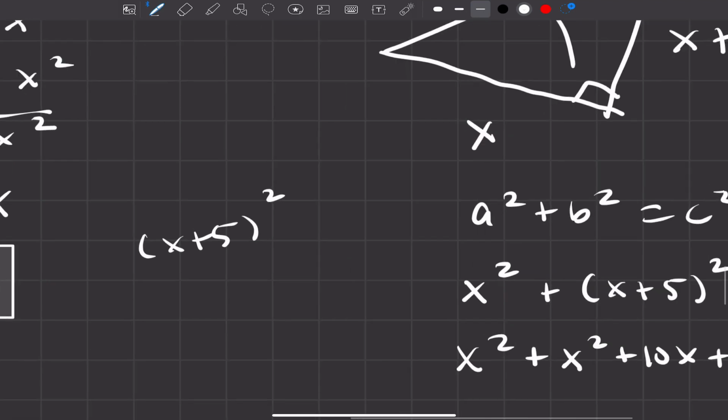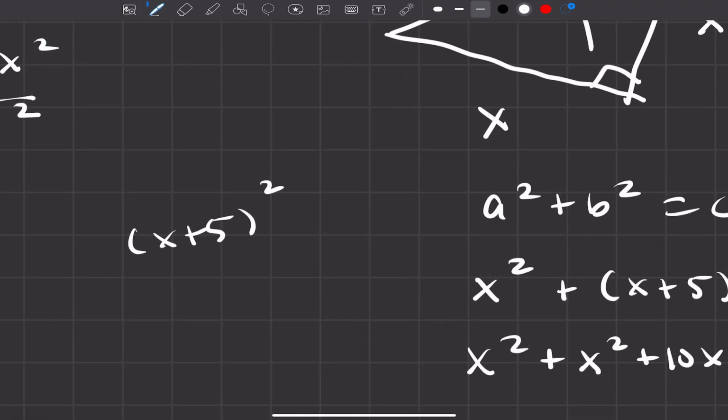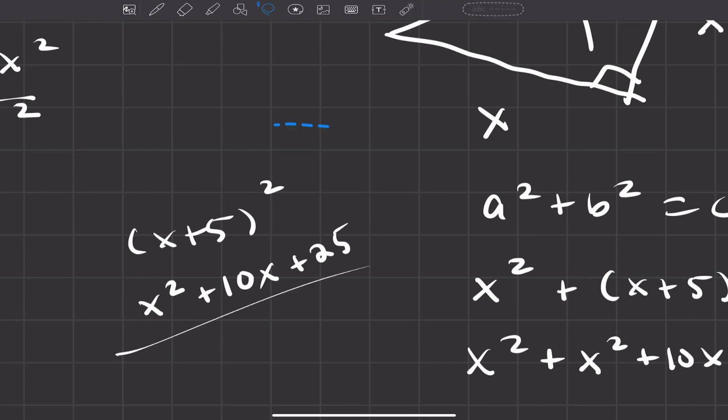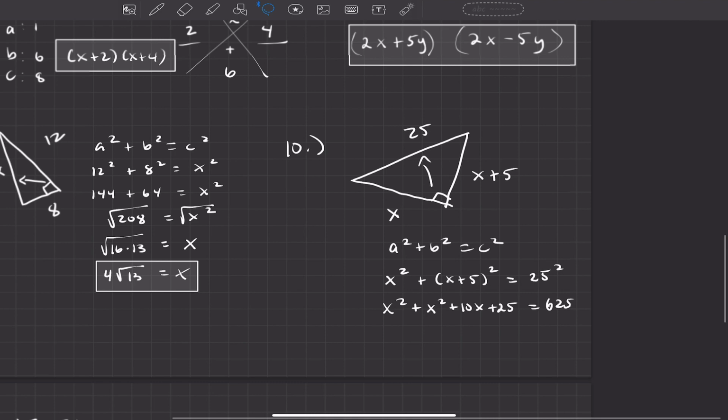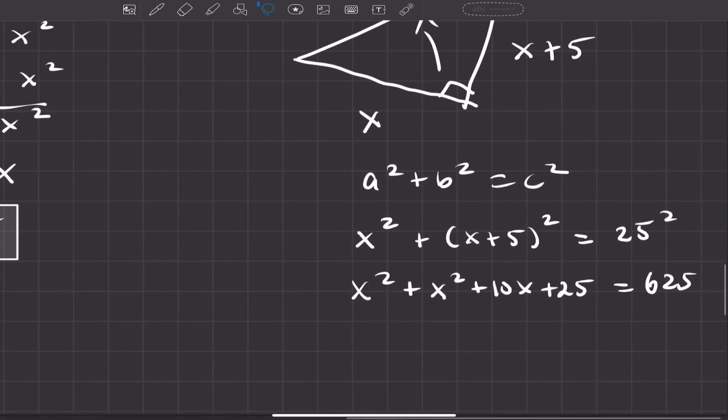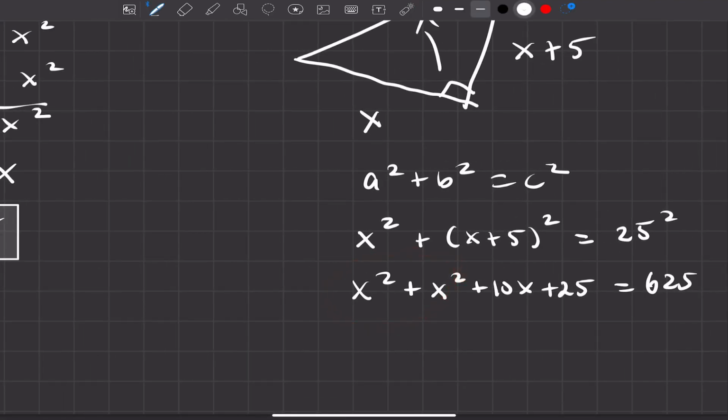Now the trick here, if you don't know what (x plus 5) squared is, without having to rewrite it, you know for sure you're going to have an x squared when you FOIL, and then I'm going to do 5 plus 5, which is just 10, slap on the x. Then you're going to do 5 times 5, which is positive 25. That's how you rewrite it. Okay, so then how many x squares do we have? We have 2x squared plus 10x plus 25 equals 625.